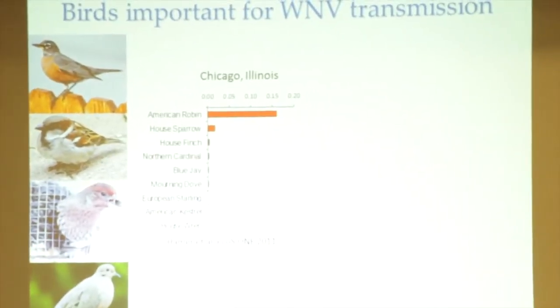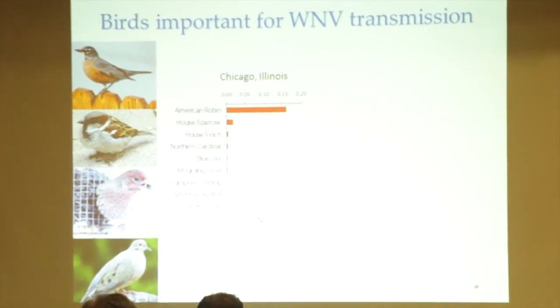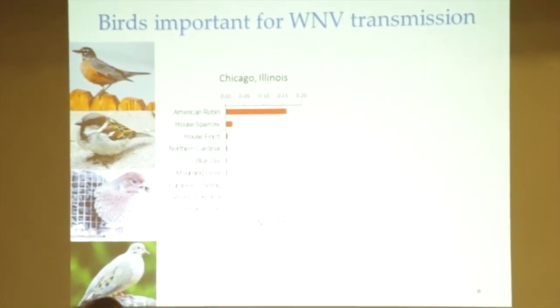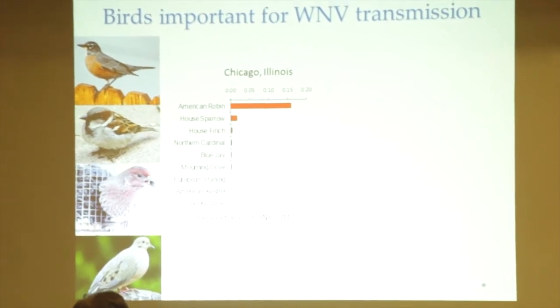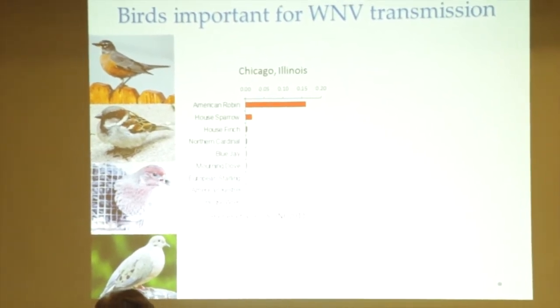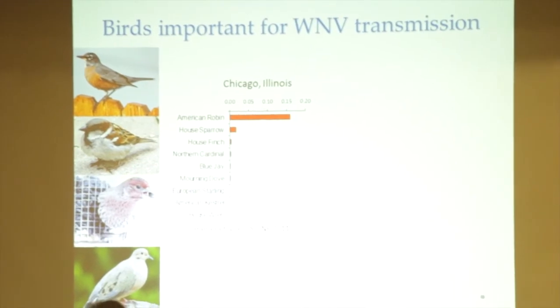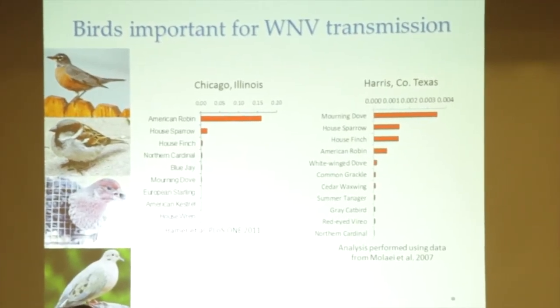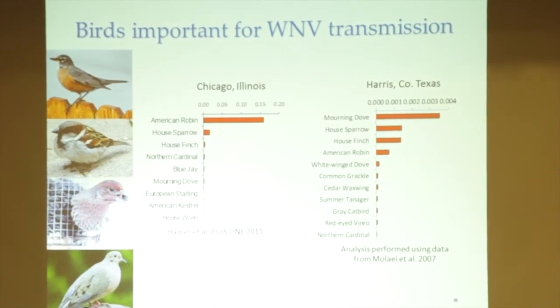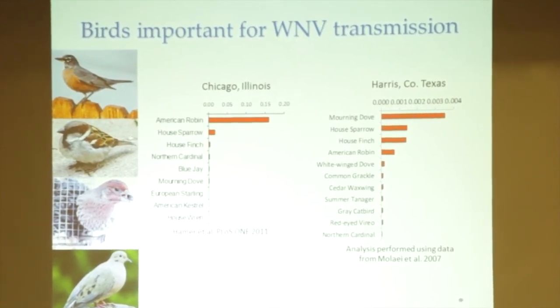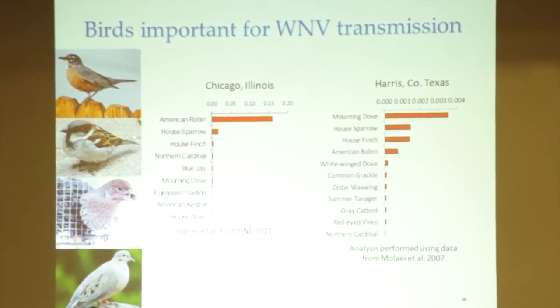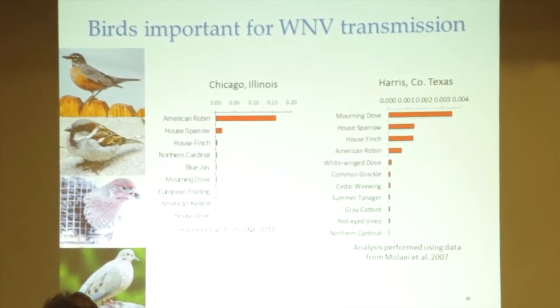Typical urban birds, the Culex mosquitoes like to feed on those birds, and those birds happen to be good reservoirs for the virus. Now, that's for Chicago. I used the blood meal analysis data coming out of Harris County and did the same analysis, and it turns out doves ranked number one, then house sparrows, then house finch, and then a robin. So not that different, really, from the data coming out of Chicago.